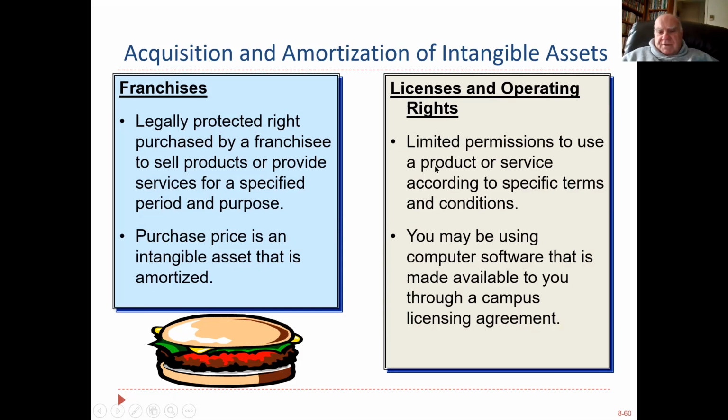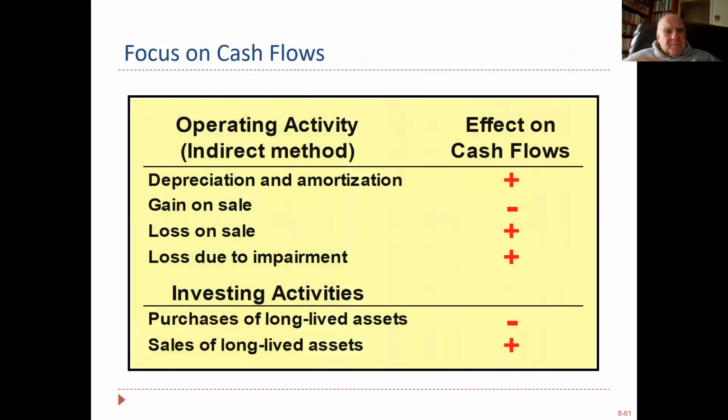Licenses and operating rights. I don't want to get into this. Bill Gates invented Microsoft apps. He can license them out and say, you guys can sell as many as you want. I don't want to bother. I'll just collect these licensing fees or royalties, okay? And I don't think this is too hard to understand.